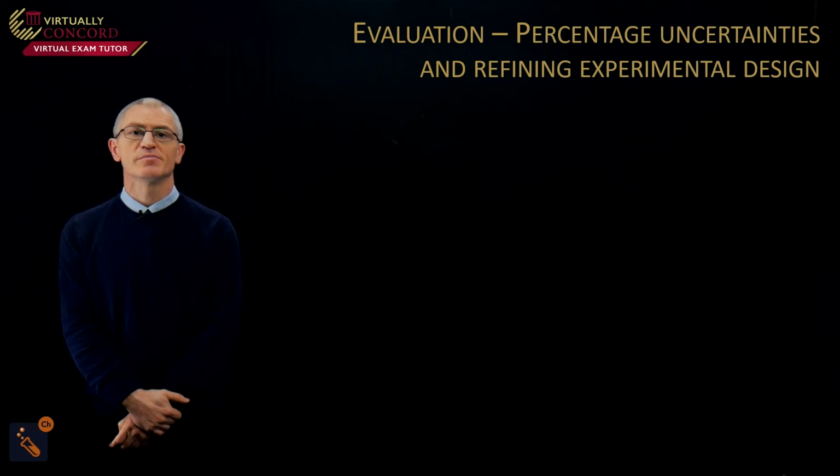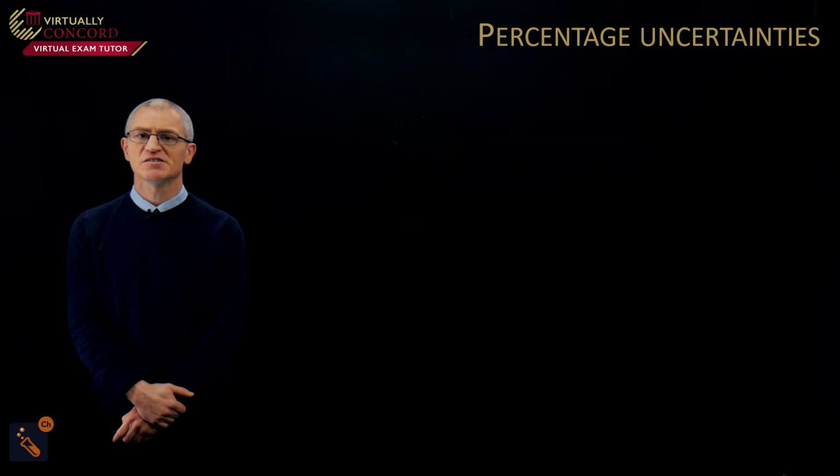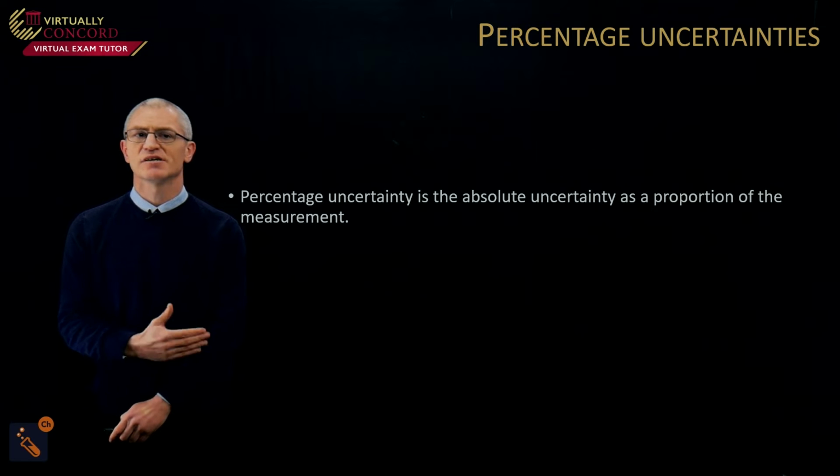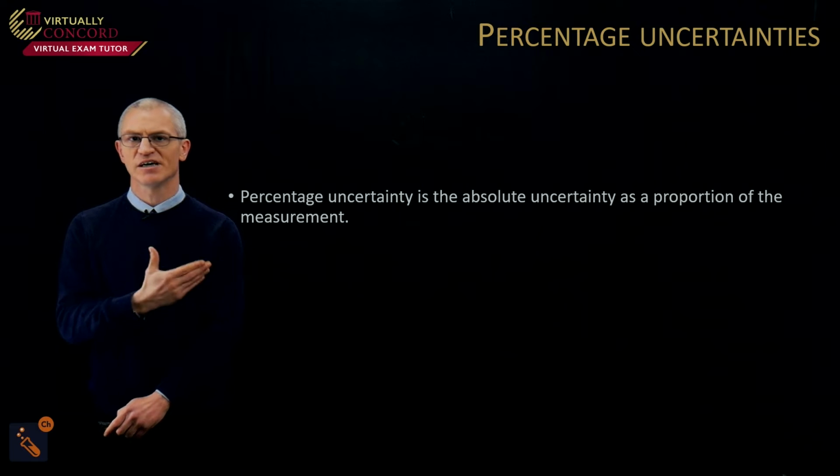In this video, we're going to talk about percentage uncertainties and show you how to calculate them and to refine the experimental design to lower those percentage uncertainties. Now, percentage uncertainty is the absolute uncertainty as a proportion of the measurements. That's a difficult definition to get your head around.